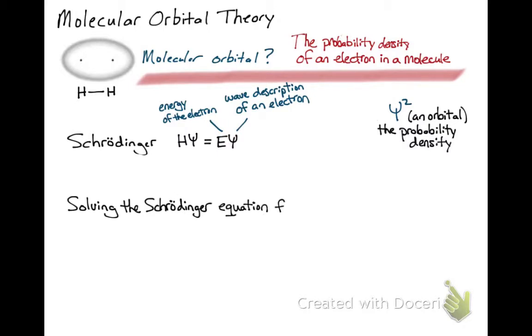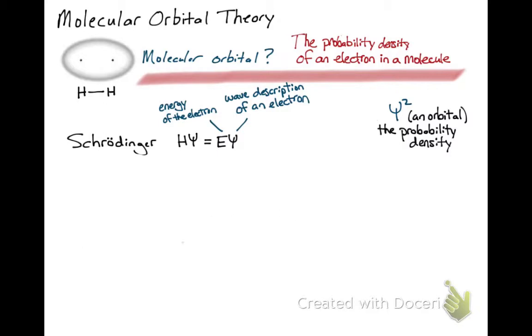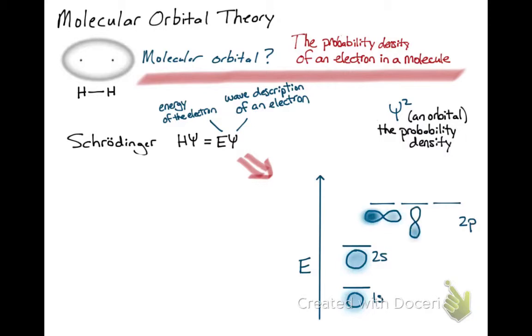Okay, so solving the Schrödinger equation for the H atom, as you may recall, produces the various atomic orbitals, s, p, d, and so forth, along with their energies. So when you solve H psi is equal to E psi, you're able to produce these s, p, and d orbitals, which are essentially psi squared. And we've plotted those before, like this. Right? So we have the various orbitals of the atom arranged in increasing energy, and of course these go on, s and d and so forth, s, d, p, and so forth.